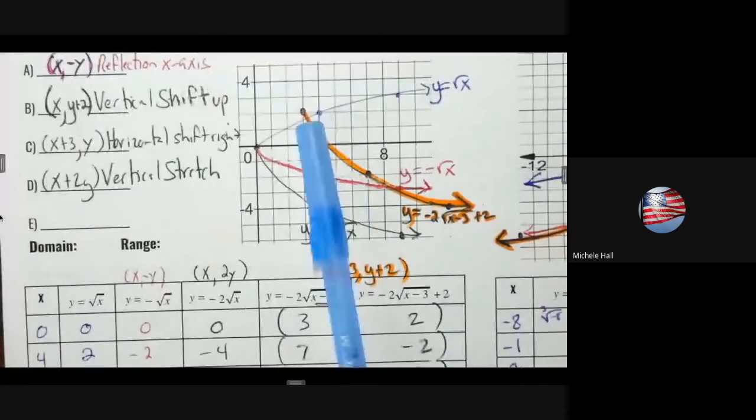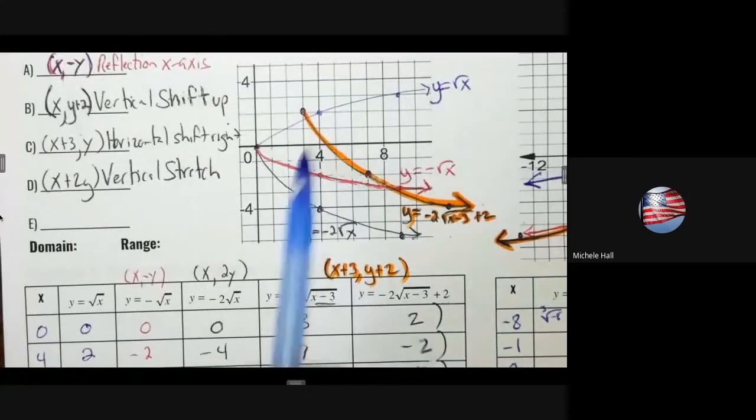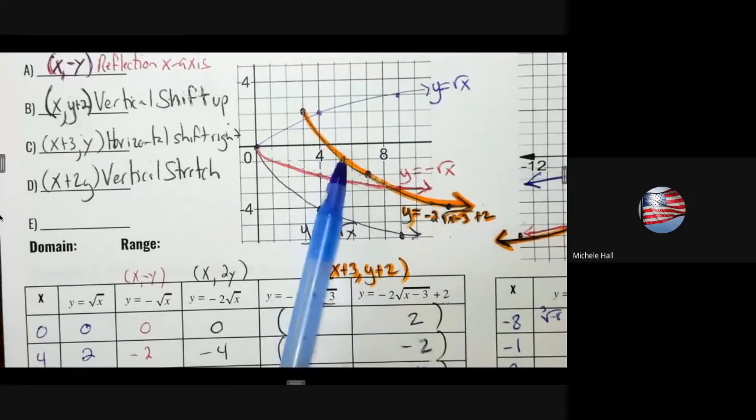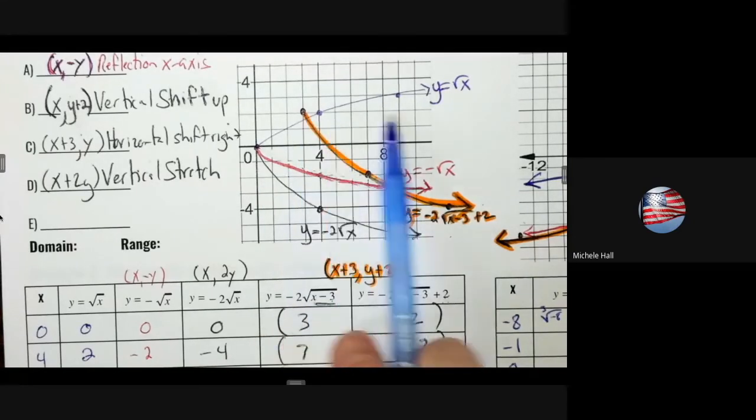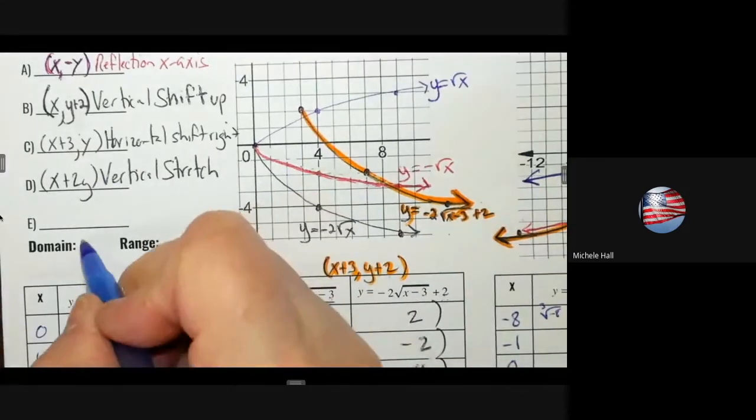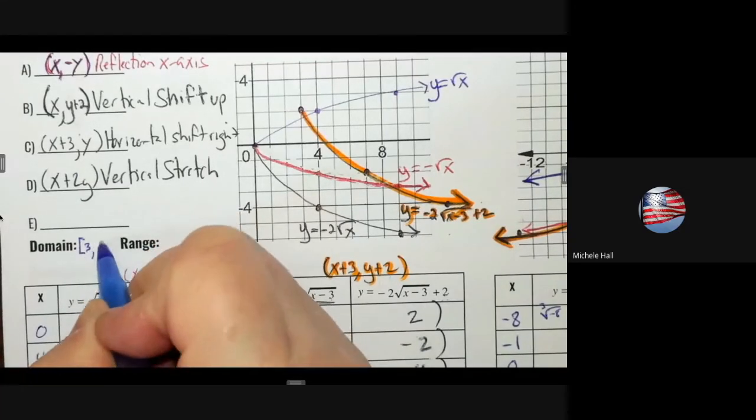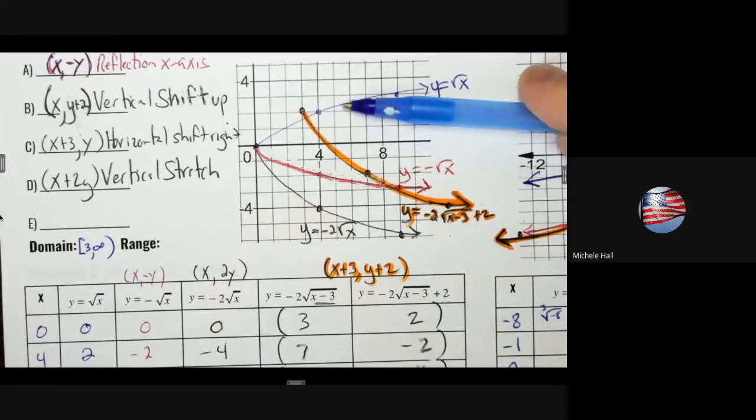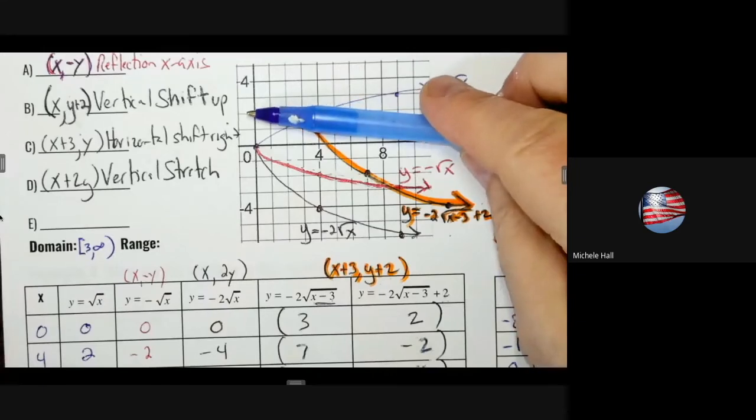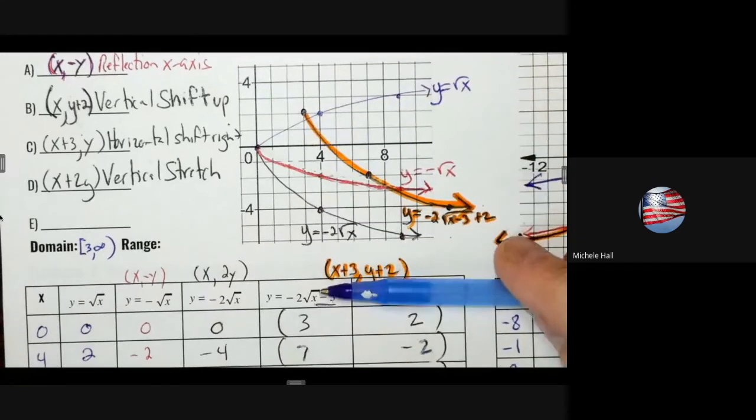The domain of this function, where does this function start? The final function. The domain starts at 3 and goes to positive infinity. What about the range of this function? The range starts at 2 and goes to negative infinity.